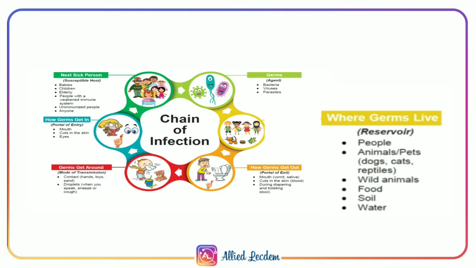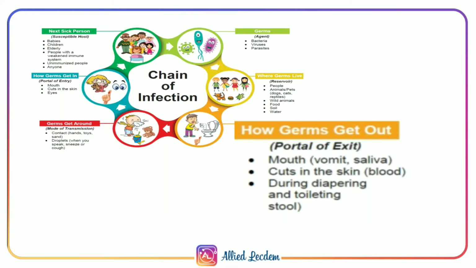Reservoir: people, animals or pets, dogs, cats, reptiles, wild animals, food, soil, water. Next, how the germs get out. Portal of exit: mouth, vomit, saliva, cut in the skin. During diapering and toileting, stool.